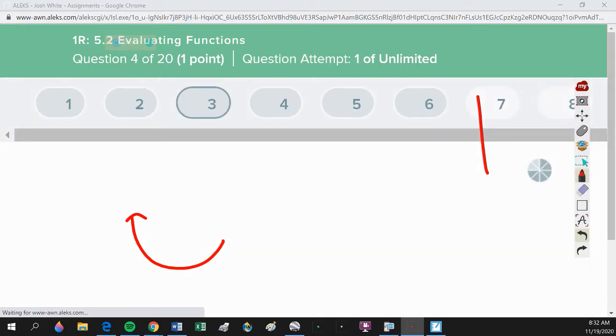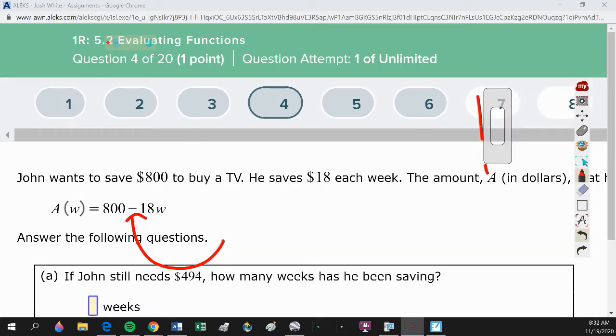Okay. Number 4. John wants to save $800 to buy a TV. He saves $18 per week. So this equation represents how much more he needs to save.